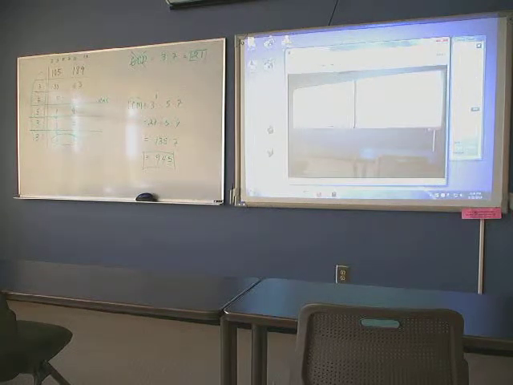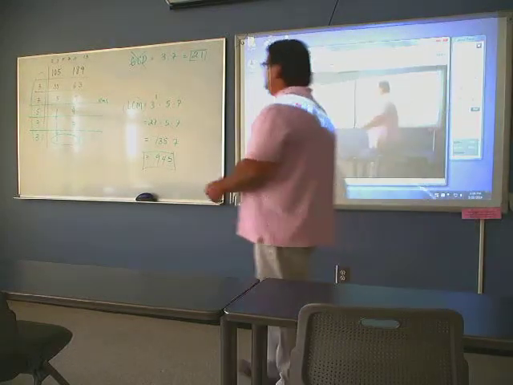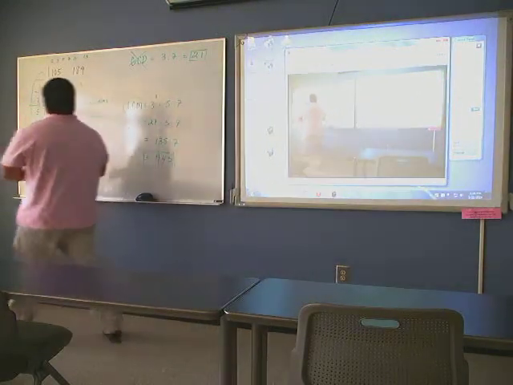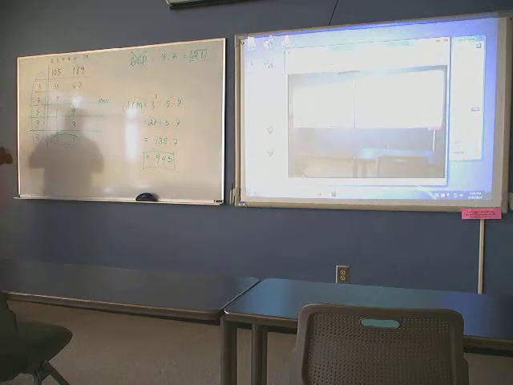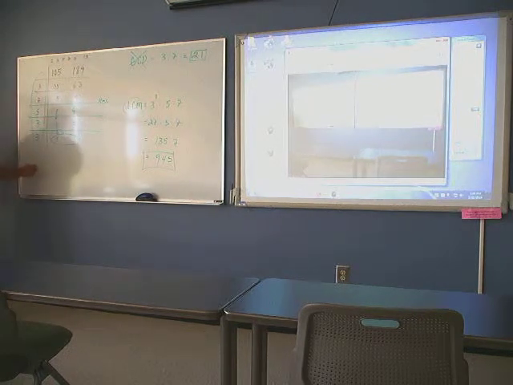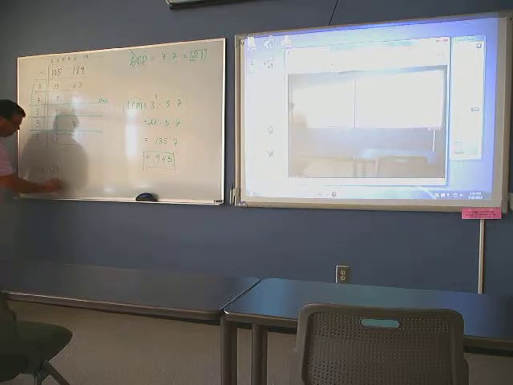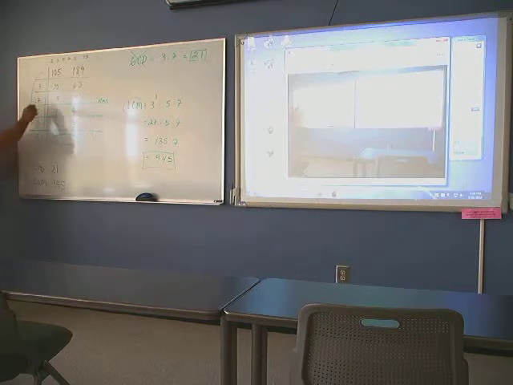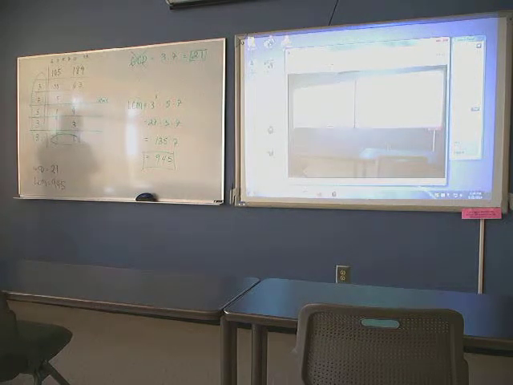Alright, the one we got on the board is 105 and 189. I'll leave that one on the board and I'll put the answers down at the bottom. That'd be greatest common divisor is 21 and the least common multiple is 945. And that's the answer for this problem right here.